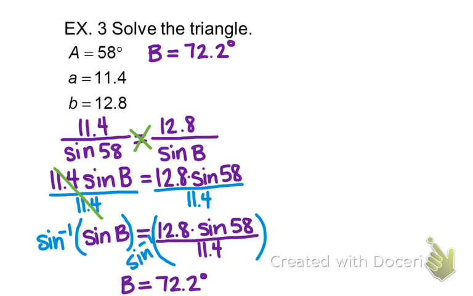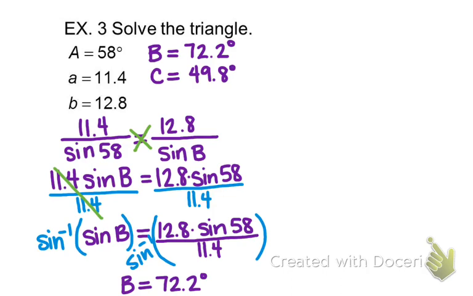Well, now that I have 2 angles in the triangle, I can solve for the third angle by adding the 2 and subtracting from 180. So 58 degrees plus 72.2 degrees subtracted from 180 gives me that angle C is 49.8 degrees.